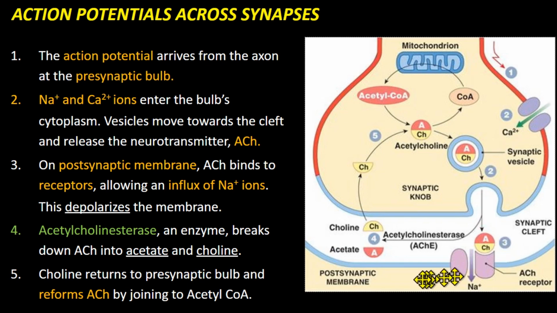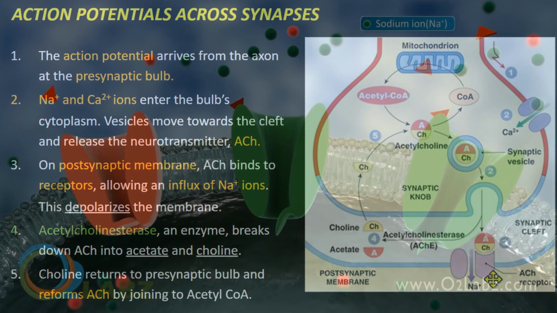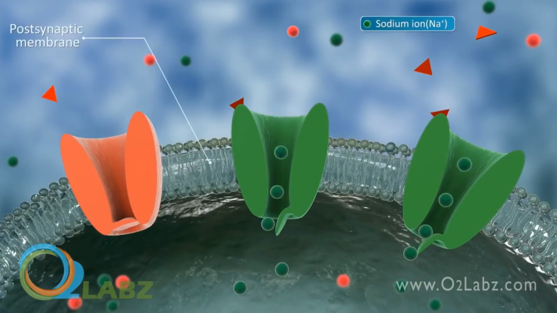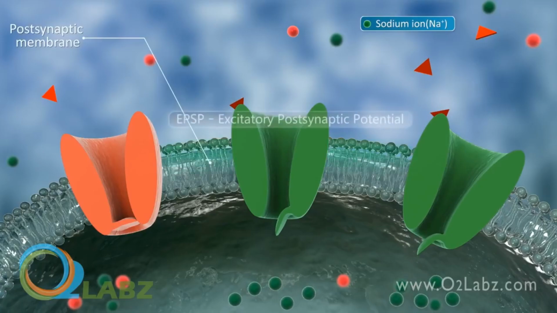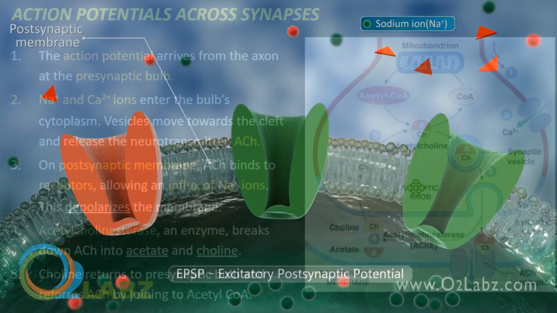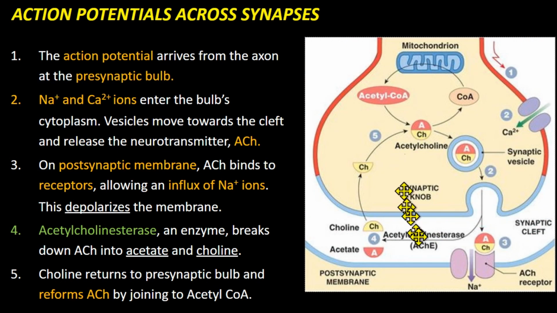So on the postsynaptic membrane now, we're going to have all these acetylcholine molecules here. And on the postsynaptic membrane, the acetylcholine is going to bind to receptors on little protein channels here. And this is going to allow the influx of sodium ions. This is going to depolarize the postsynaptic membrane. And this depolarization is going to allow the action potential to propagate from the presynaptic bulb to the postsynaptic membrane. That's what's going to bridge this, this change in charge that's going to happen in the postsynaptic membrane and in the presynaptic bulb. This is what's going to transmit the impulse.